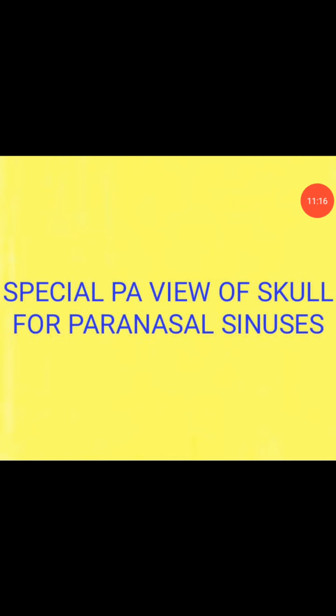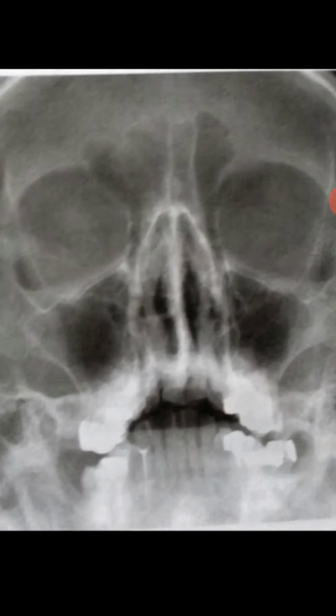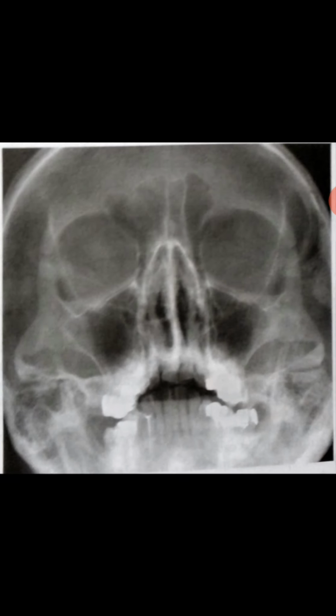So the next skull X-ray is the special posterior view of the skull for paranasal sinuses. This X-ray is taken in Waters position. Waters position is nothing but the head is extended in such a way that the chin rests against the film and the nose is raised away from it. So this is the special posterior view of the skull.